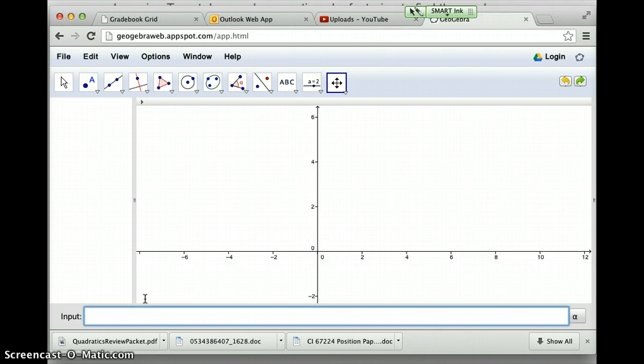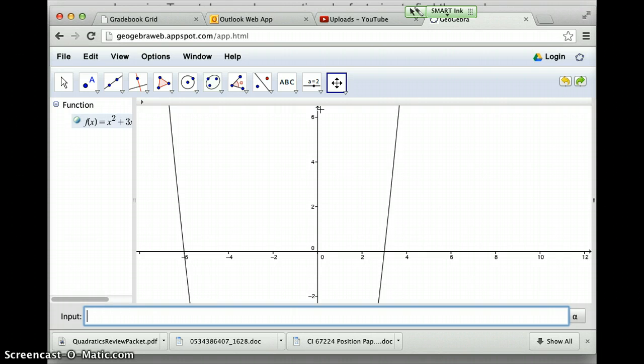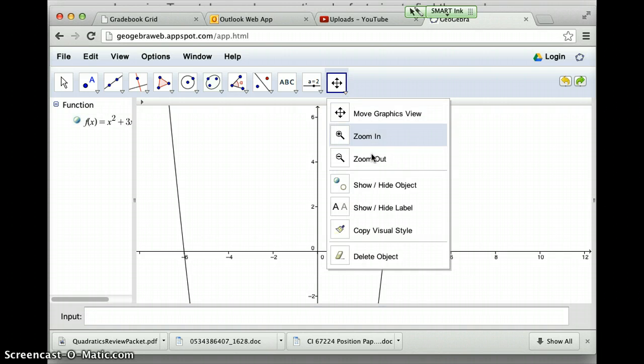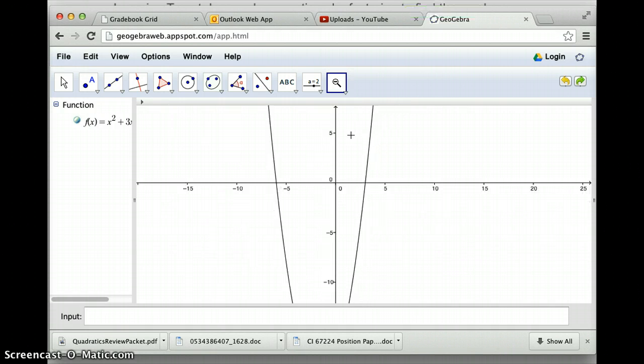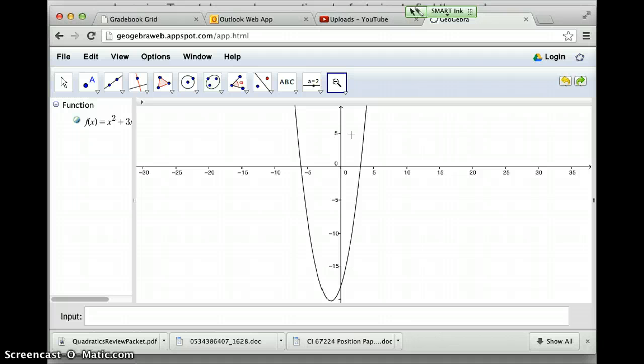So take a look. Our equation was f of x equaled x squared plus 3x minus 18. Now, the only thing is to get a power, you have to do that little caret key, so shift 6 on my keyboard. And then once you type your equation in, hit enter, and it graphs it. But it's kind of hard to see, so I need to zoom out. And once I zoom out, I just click with my mouse. And you know, I think that's a pretty good picture.